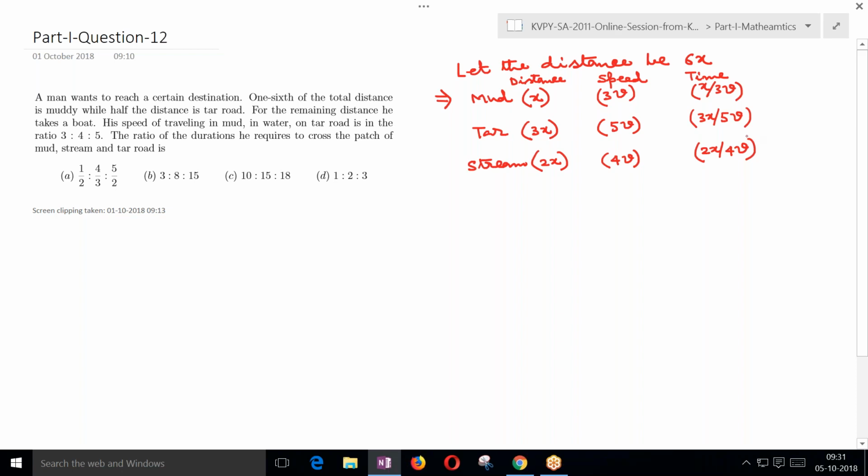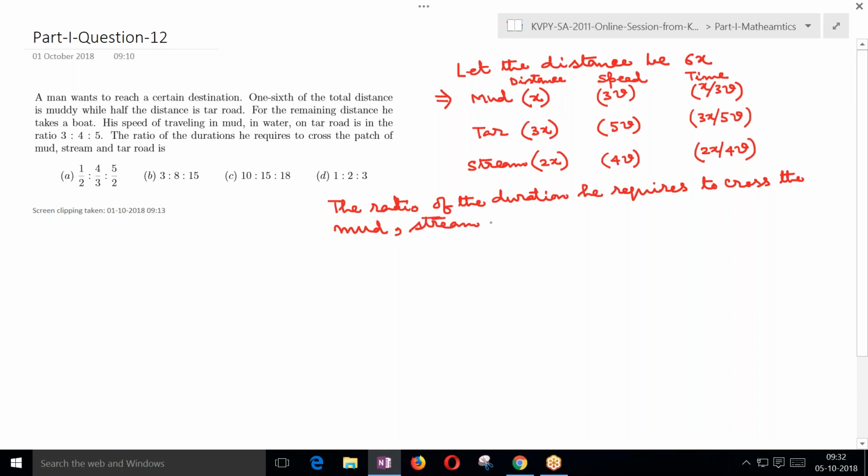And that is the question. According to the question, the ratio of the duration he requires to cross the mud, stream and the tar road, the ratio of the time taken, is, what is it for mud?